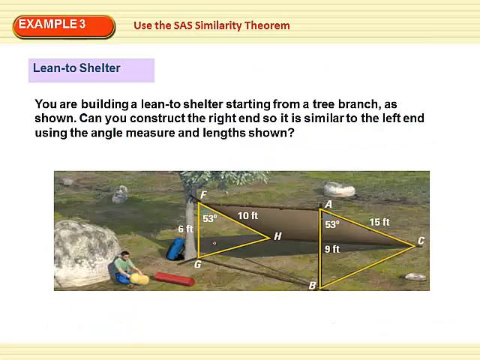Okay, so I have another example. So it says lean-to shelter. So if you've ever gone camping, maybe you've made one of these. You're building a lean-to shelter starting from a tree branch as shown. Can you construct the right end so it is similar to the left end using the angle measure and lengths shown? So the thing we need to do is to make sure that these two triangles are similar.